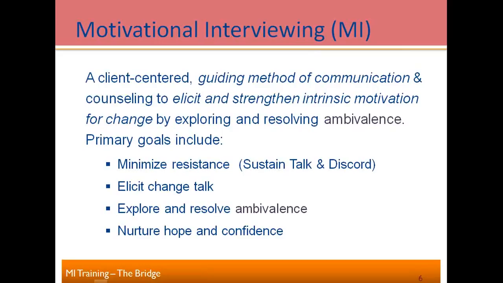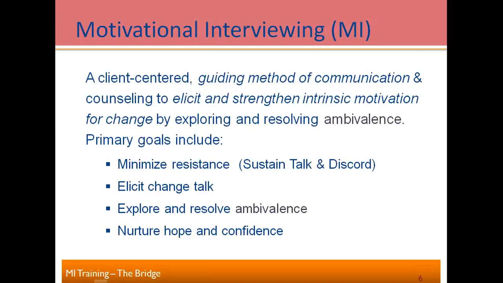Ambivalence really means they're on the fence. They want to stop smoking, but they want to continue smoking at the same time. Ambivalence means that they're holding these two things at once. Now, listening and ambivalence are why MI was created. MI was created to help people change their behaviors and work through, explore, and resolve their ambivalence.